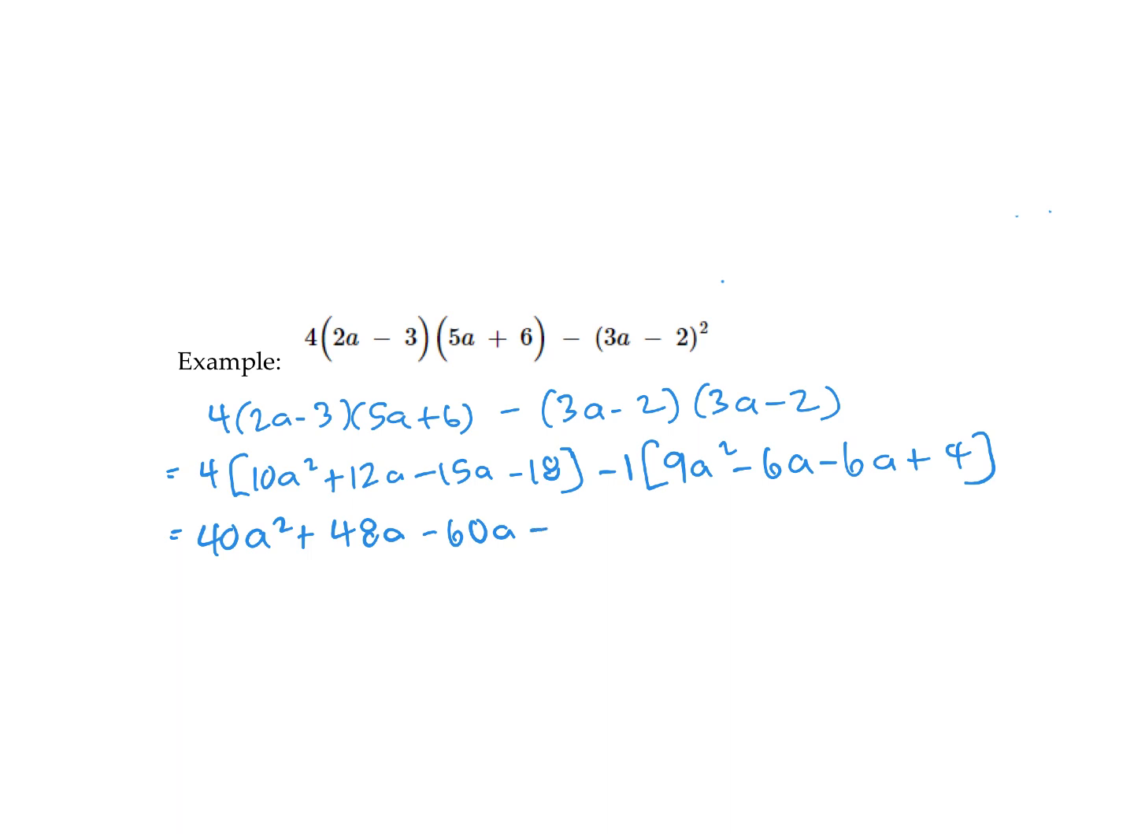You could also collect like terms before you expand. That's entirely up to you. So what's this? 72, and then I'm going to apply this negative 1 to this bracket. So that's a positive, and a negative. And then finally, I'll collect like terms. So we've got 40 minus 9 is 31. Then we have 48 minus 60 plus 12 is 0. So I have no a's left. They add to 0. And then I have negative 72 minus 4 is negative 76.